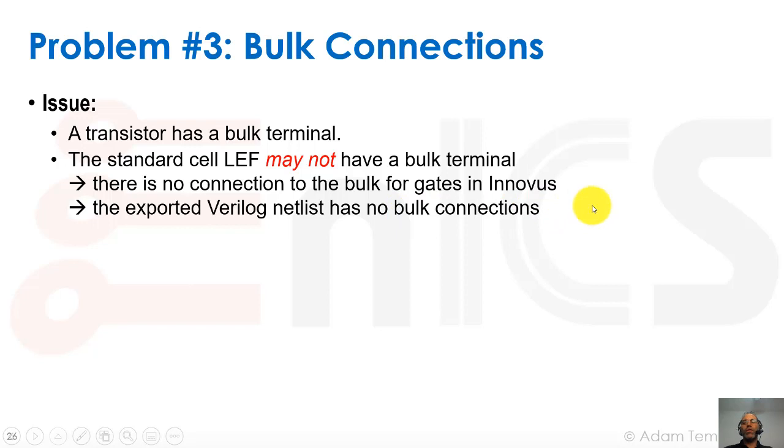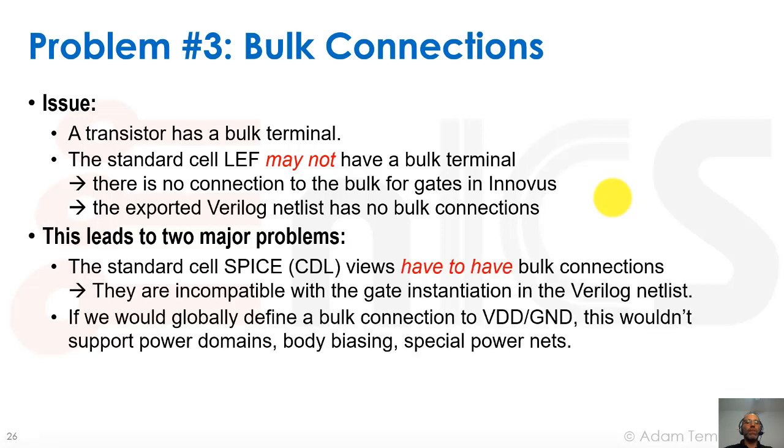And then when we run V2LVS, we're not going to have any connection inside the cell. It will just show that we have some sort of a net with some sort of a name that's connected to the bulk of the transistors. And that's a huge problem, especially with something like standard cells, where fixing it manually is going to be really tough. Okay, so this leads to 2 major problems.